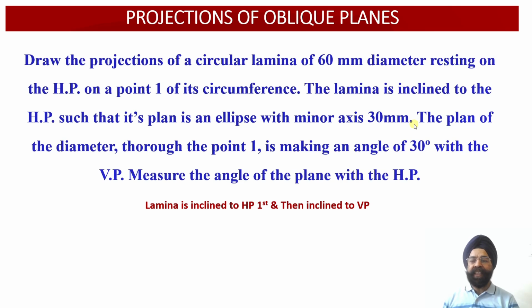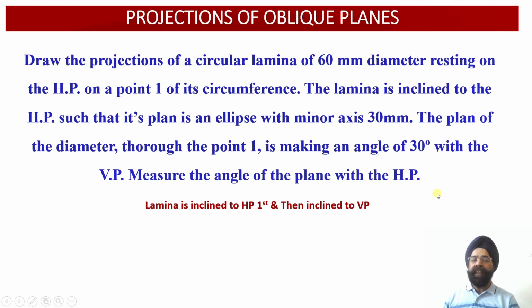And in the second instance, the plan of this diameter which we have obtained, that is this minor axis of 30 millimeter, the plan of the diameter through this point 1, this apparent length of the diagonal or minor axis 1, 7, will be further inclined at an angle of 30 degree with respect to the vertical plane. So here we are required to draw the orthographic projections of this lamina and evaluate the angle of inclination of the surface of the lamina with respect to the horizontal plane.